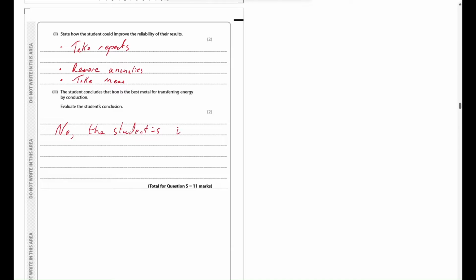It's going to be all about which metal falls off fastest. I think it's copper. Copper's going to be the best conductor here, because it takes the shortest amount of time to fall off.